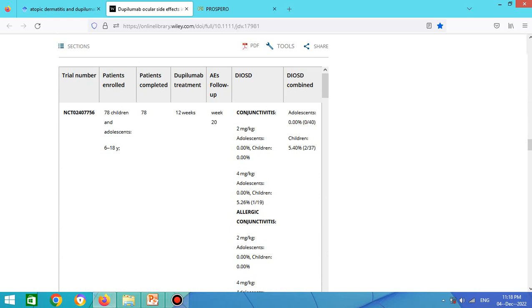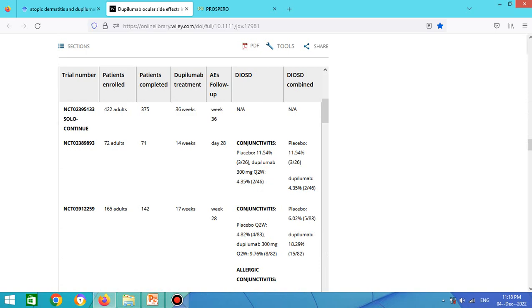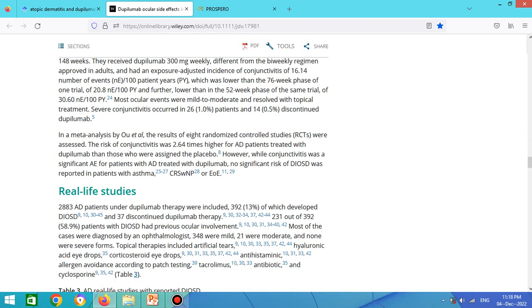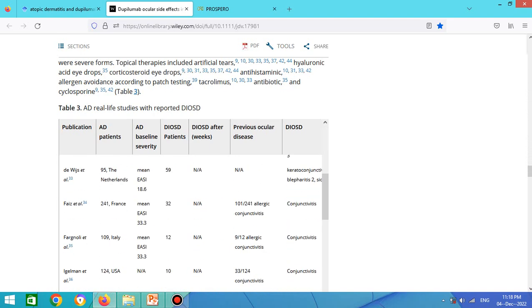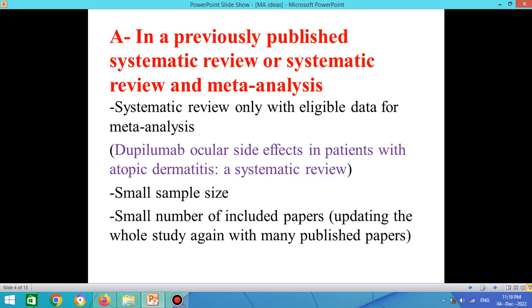We have conjunctivitis in the first study, conjunctivitis in the second study, conjunctivitis in the third study. This is for trials and real-life studies. We will find many studies. Here we have allergic conjunctivitis, allergic conjunctivitis. So this is the easiest way to find a meta-analysis idea.